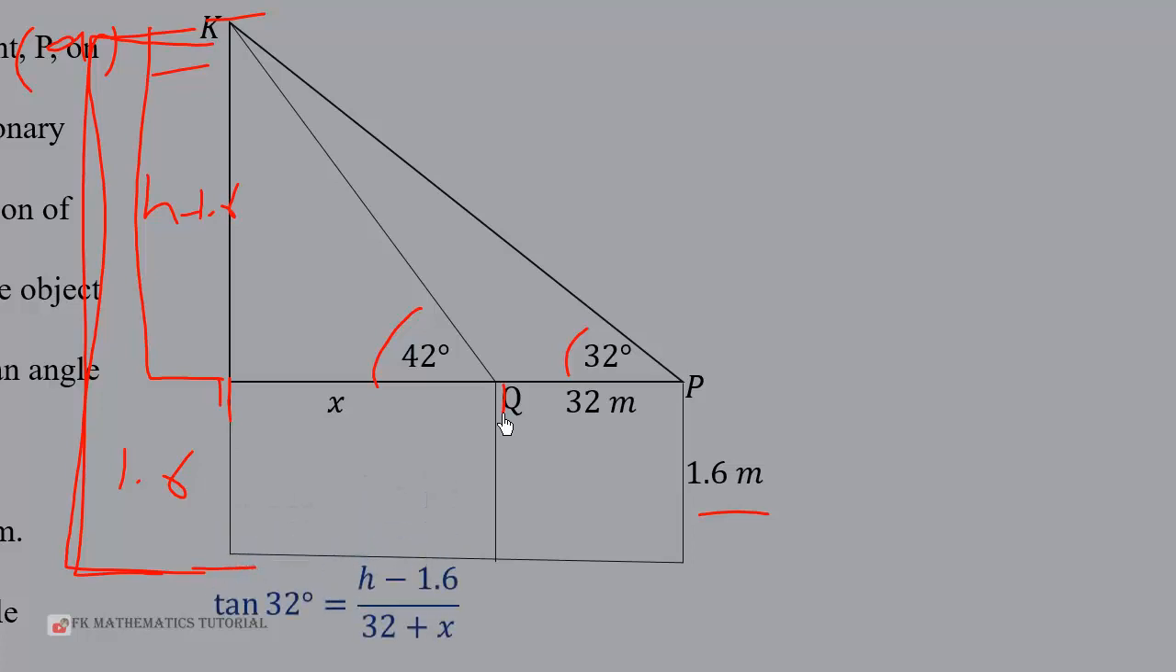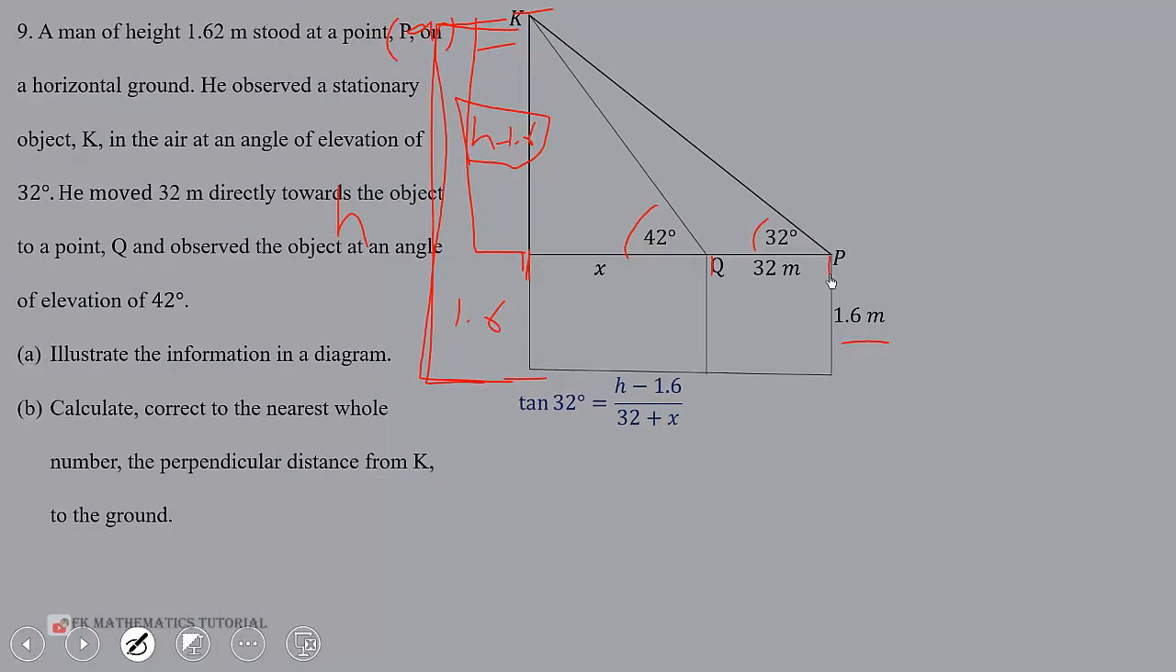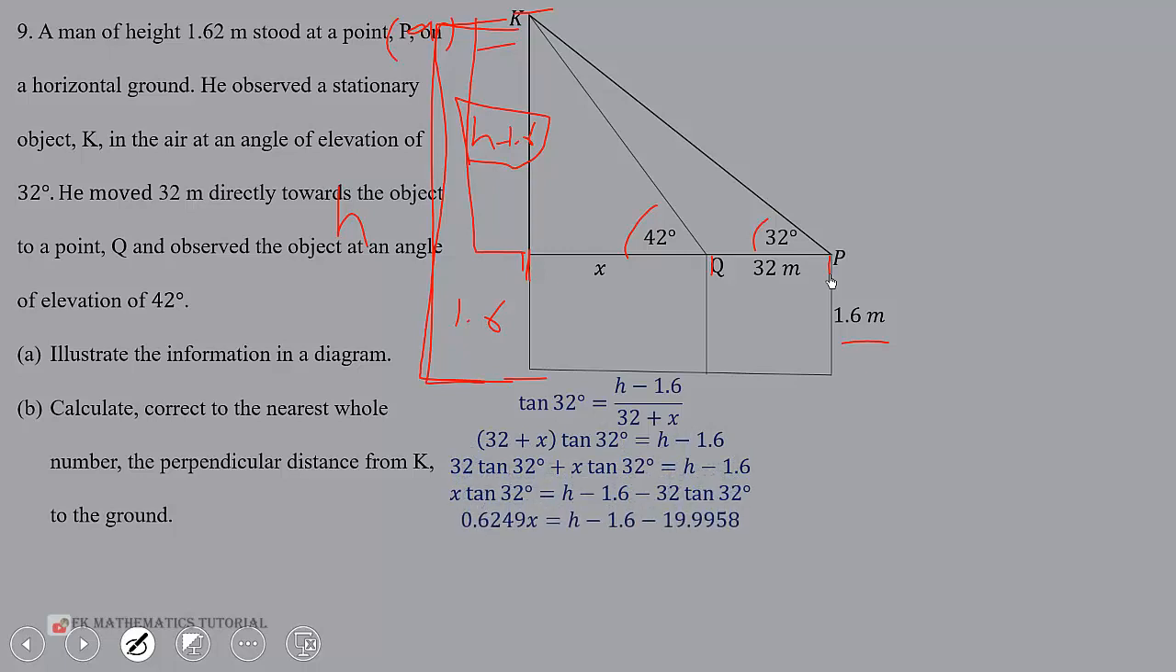Then tan 32 degrees will be equal to opposite over adjacent. The opposite is h minus 1.6 meters, over the adjacent, which is from this distance to this distance, x plus 32. So when we cross multiply, we get 32 plus x times tan 32 degrees equal to h minus 1.6. Now we expand to get this. Then we can expand further to get this.